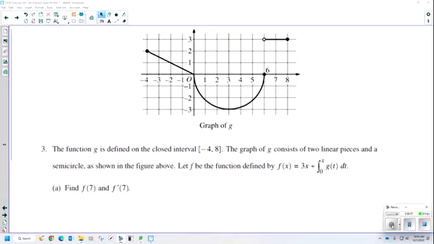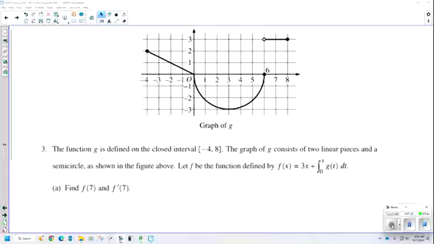Number 3. Oh my God, did they give us a graph? Guys, oh my God. Stay calm, act cool, act like we've been here before. They gave us a graph. You know how I feel about graphs, tables, and charts. I love them.